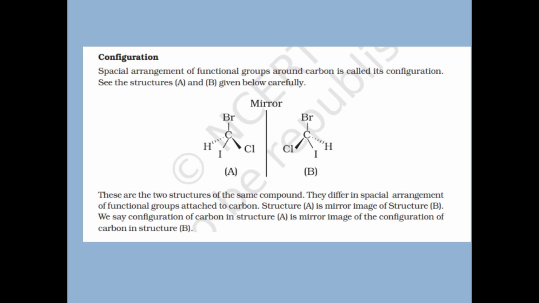Configuration: the spatial arrangement of the functional groups around the carbon is called its configuration. Let's see structures A and B, which have a mirror image relationship. These two structures of this compound are called enantiomers.